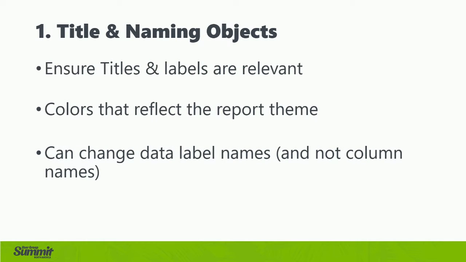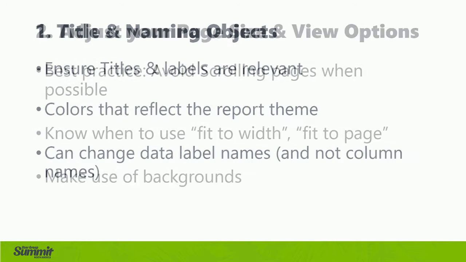Title naming and objects. So always naming things in a conventional way. Total sales by month, total sales per team member. Having a very conventional way of looking at it. And even our data labels too, because we can change that in the report rather than changing the column name.